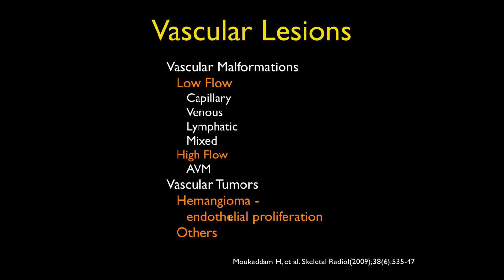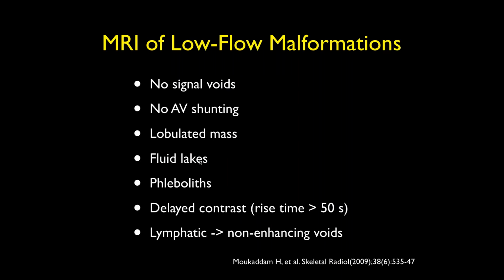So it depends upon where you are, and you need to work with your referring physicians to make sure what nomenclature they use, but typically most people put the low flow common lesions as hemangiomas and the high flow as AVMs. Low flow malformations, you tend to get no signal voids, which we didn't have. You get no AV shunting. It's a lobulated mass with a lot of fat in between the different lobules, as we saw on the hemangioma. You can get fluid lakes, especially in the lymphatic variety. Phleboliths, like we saw, are characteristic of the low flow states.